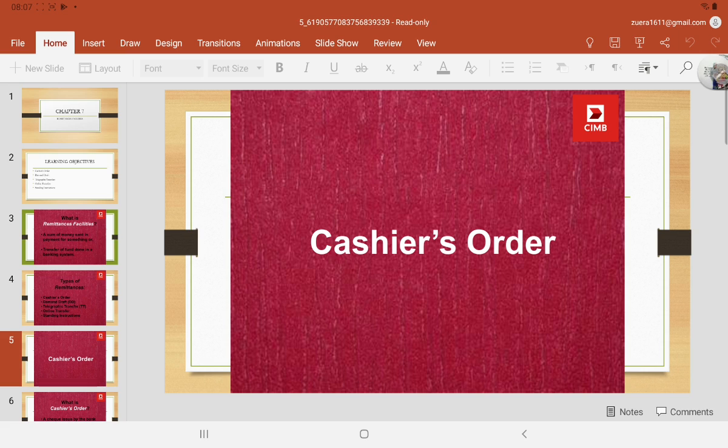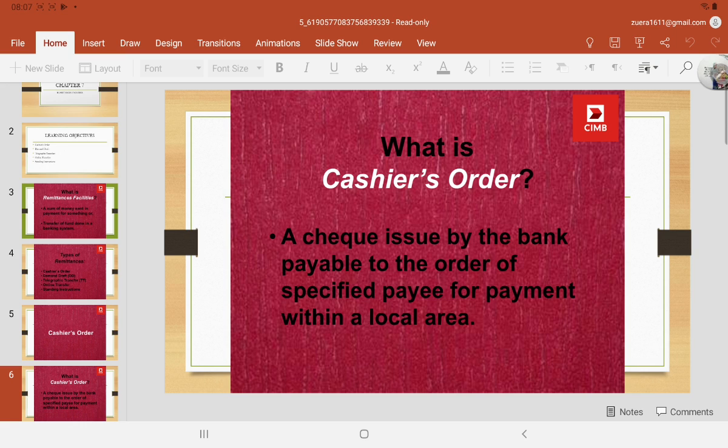So what is the meaning of the cashier order? The cashier order is also known as a banker's check. I think you are already familiar with the word check. The cashier order is a check issued by the bank, payable to the order of a specified payee for payment within a local area. We can say that the cashier order is a form of check drawn on a bank, and it must have signatures on top of it.